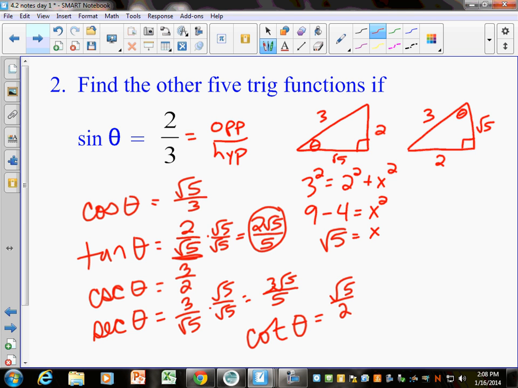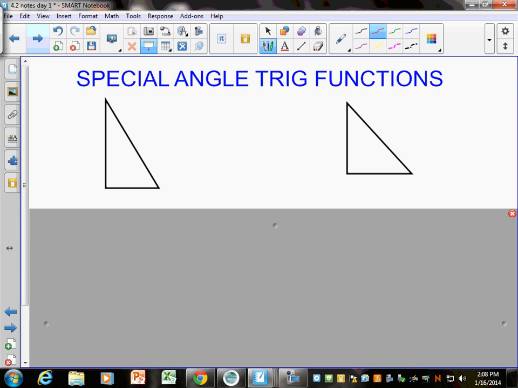The other thing that we want to get into is talking about these special angles, and the unit circle and special triangles are our other big thing that we want to do. So let's see if we can at least draw these special triangles today.